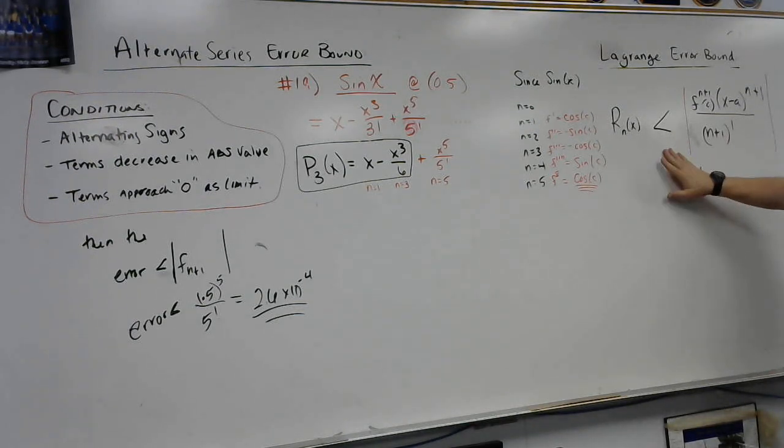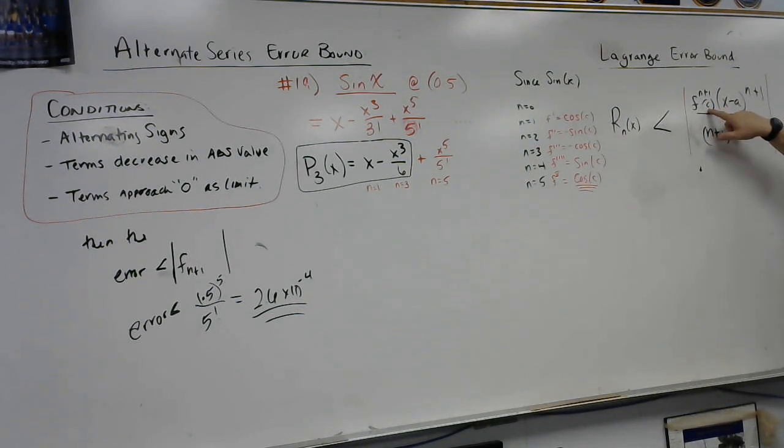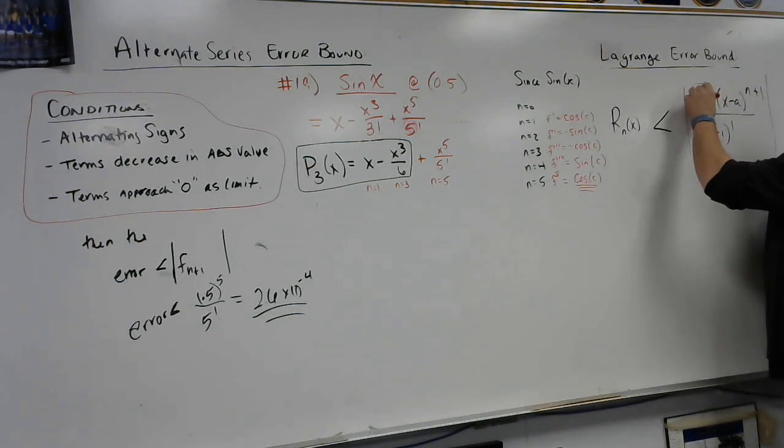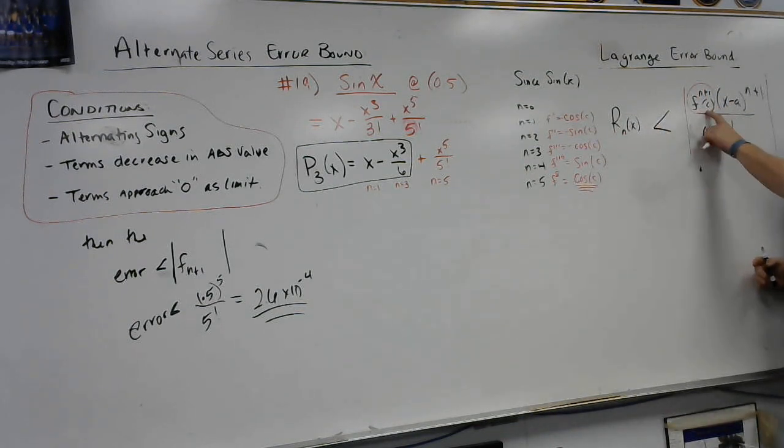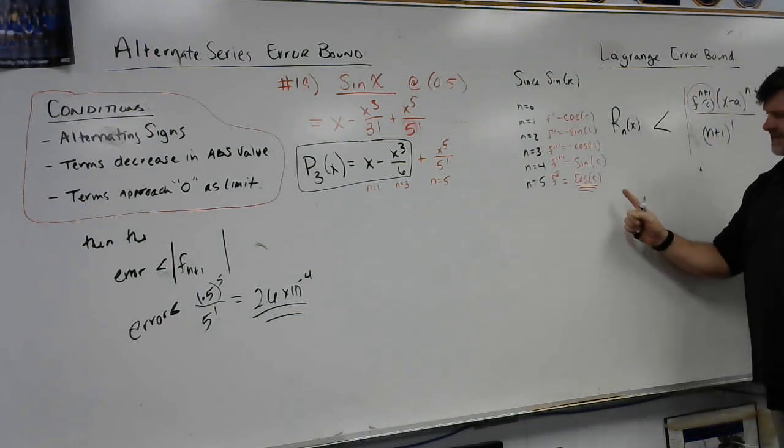So the remainder is less than the Taylor series n plus 1 evaluated at the center with the difference to the n plus 1 over n plus 1 factorial. So this is the main piece of information. Now, remember that this is whatever Taylor series you have, so whatever Taylor series term you're dealing with is what you're going to evaluate right here. And that's kind of what threw me off completely.